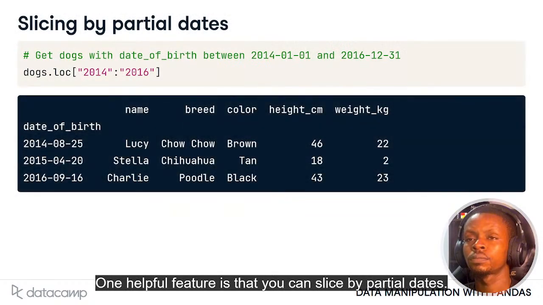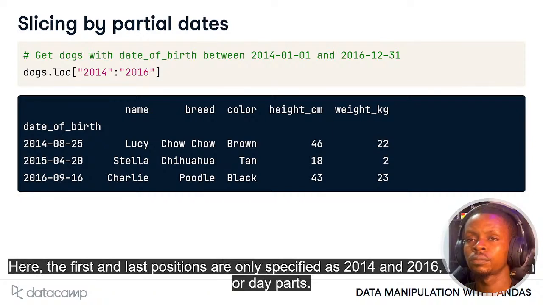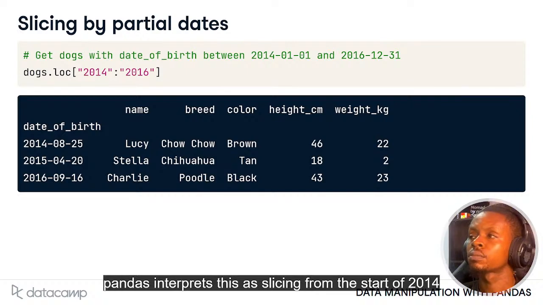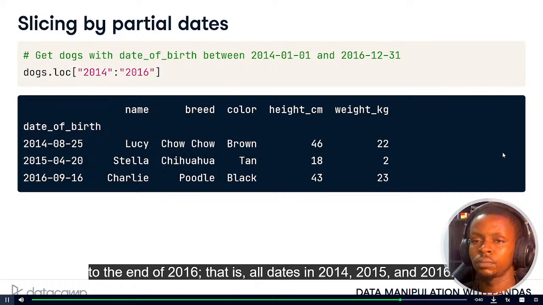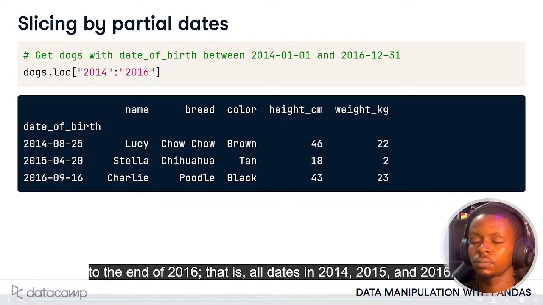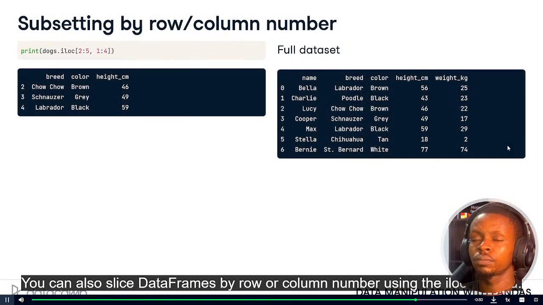One helpful feature is that you can slice by partial dates. Here the first and last positions are only specified as 2014 and 2016, with no month or day parts. Pandas interprets this as slicing from the start of 2014 to the end of 2016, that is, all dates in 2014, 2015 and 2016. You can also slice data frames by row or column number using the iloc method.